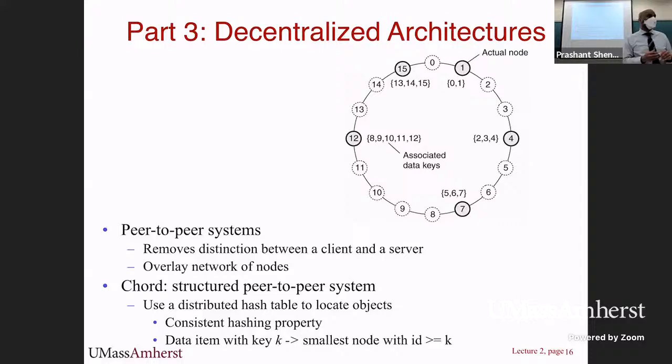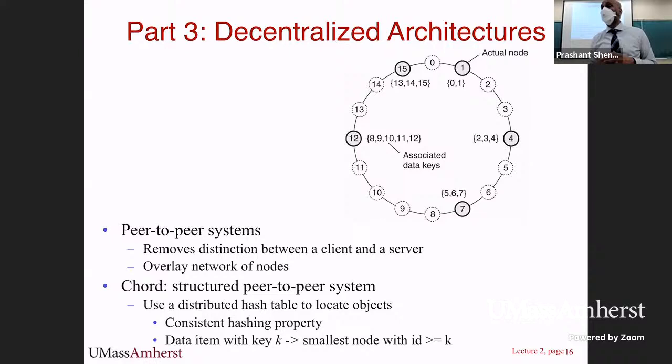Now, what is shown here in this ring is one type of peer-to-peer system called Chord. This is also referred to as a structured peer-to-peer system because there is a network structure to this. You will see the structure is a ring structure. You will see there are two types of circles there. There are solid circles and dotted circles. The solid circles are nodes in the network. They're actual machines or peers.